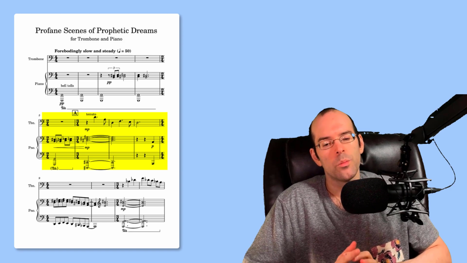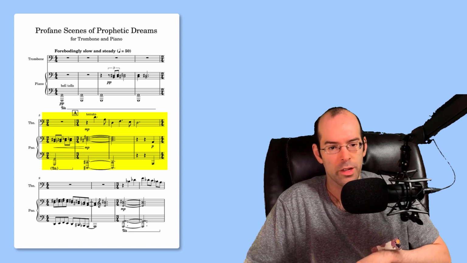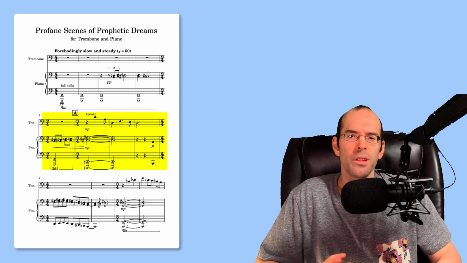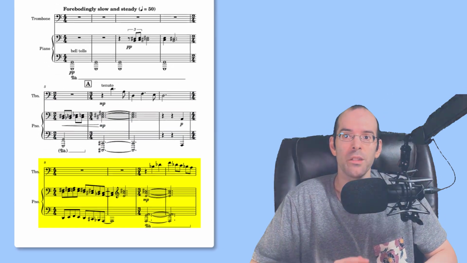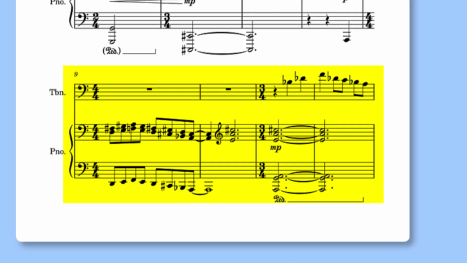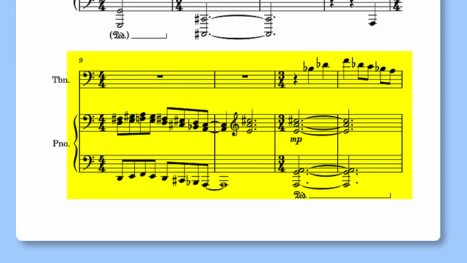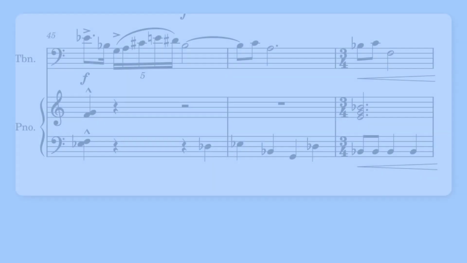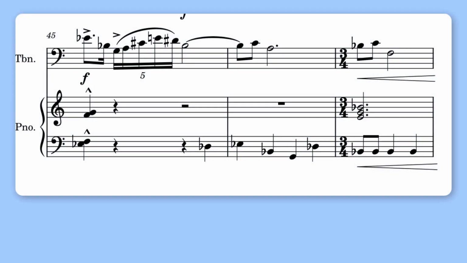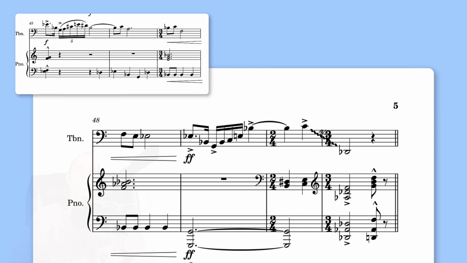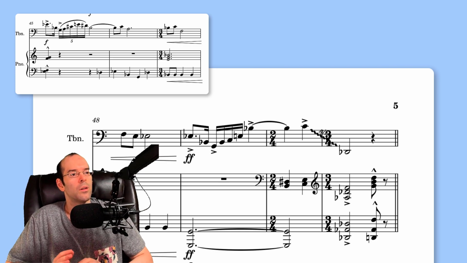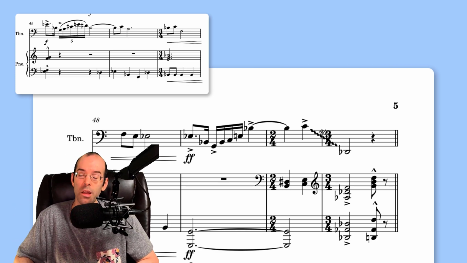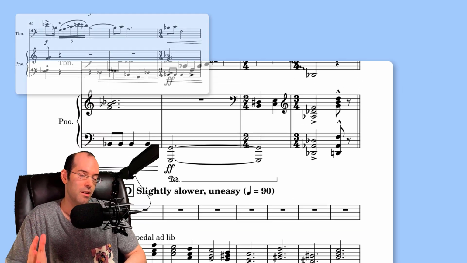Moving on to Profane Scenes of Prophetic Dreams by Popson. So this next piece by Popson is, in my opinion, the most chilling piece in this group. The most notable section in this piece is when we have, let's say, block chords making these chilling sounds right here.